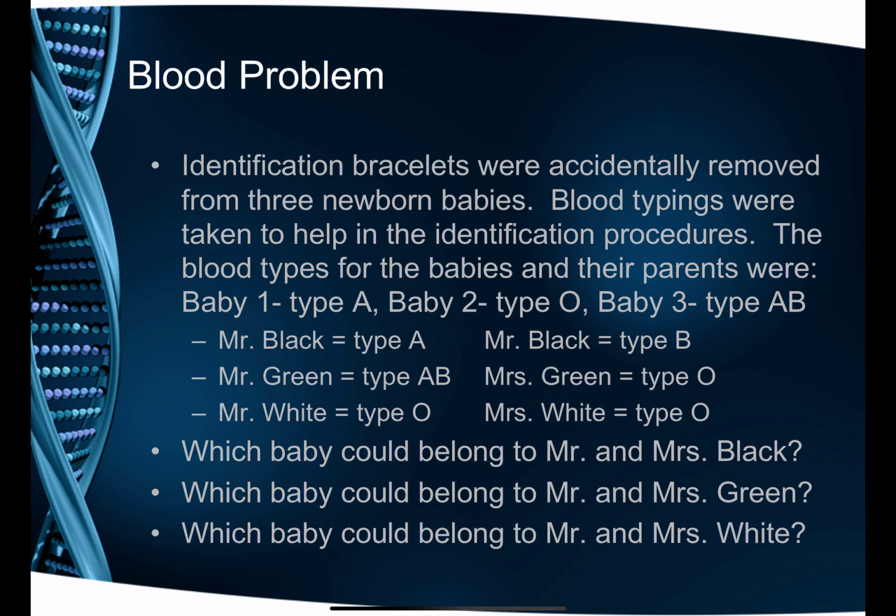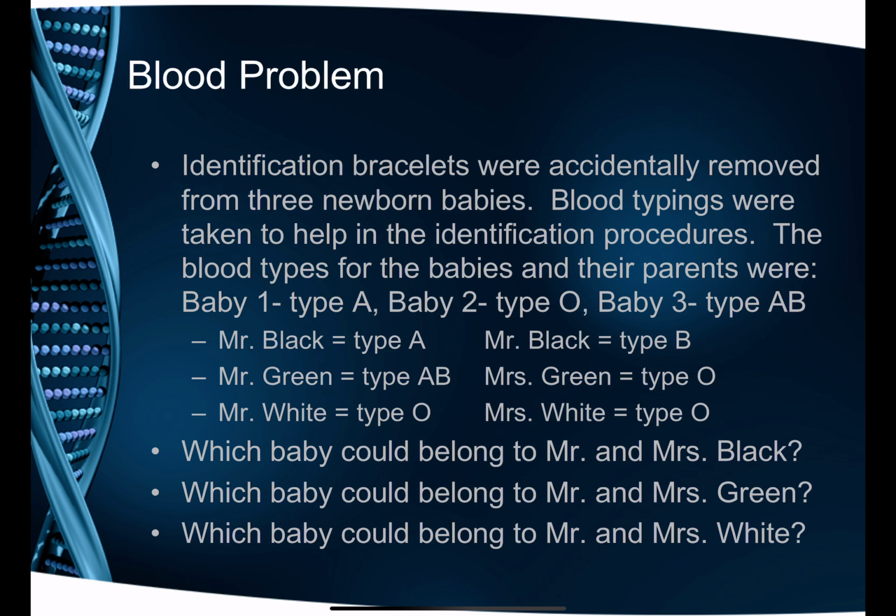Okay? So let's look at this blood problem together and see if we can't solve it. Identification bracelets were accidentally removed from three newborn babies. Blood typings were taken to help in the newborn identification procedures. The blood types for the babies and their parents were: baby 1 has type A, baby 2 is type O, and baby 3 is type AB. So we have to determine which baby could belong to each set of parents.